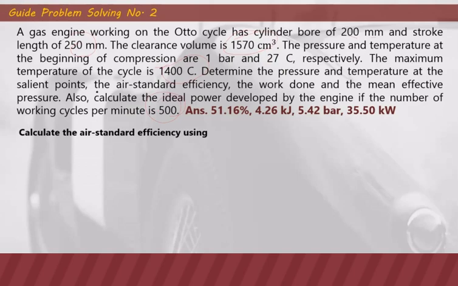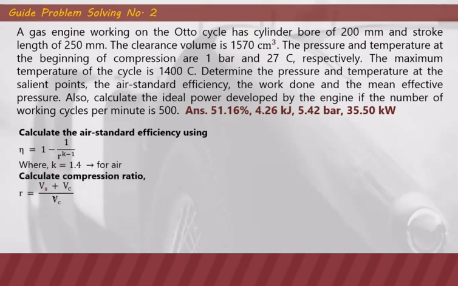In order for us to calculate the air standard efficiency, we are going to use the short formula for the Otto cycle, that's 1 minus 1 over r^(k-1). Looking at our given, we need to get the value of the compression ratio since it is not given in our problem. So how can we compute the compression ratio? The compression ratio is equivalent to (Vs + Vc) over Vc, or the swept volume or displacement volume plus the clearance volume, divided by the clearance volume.